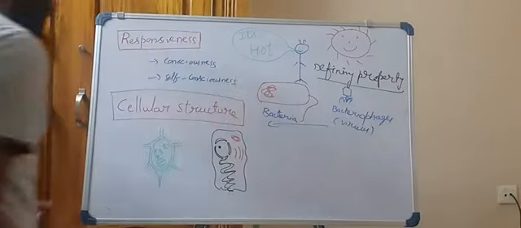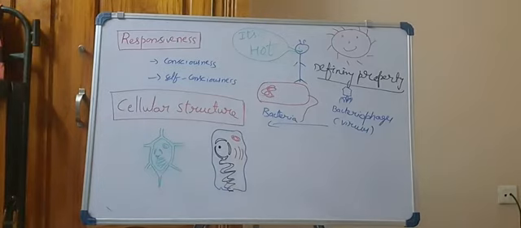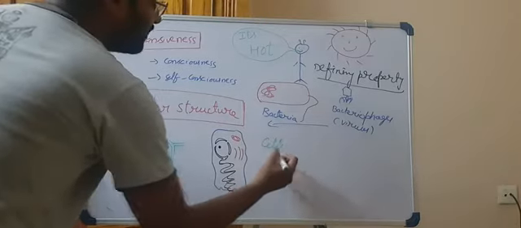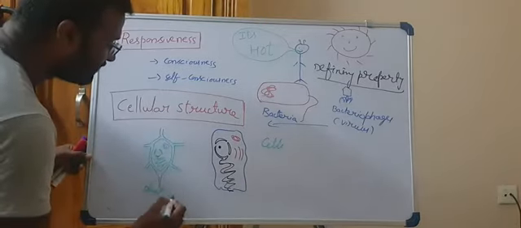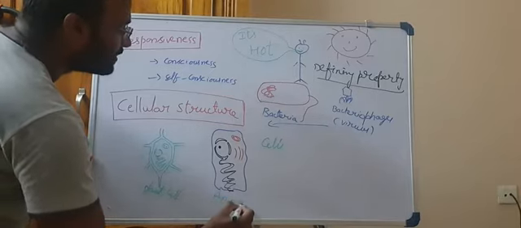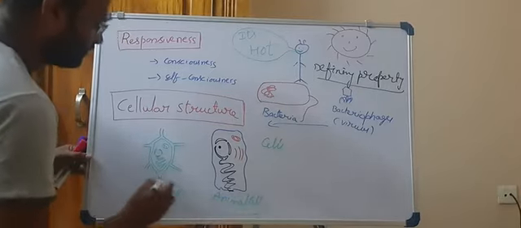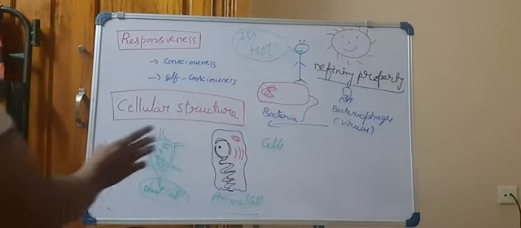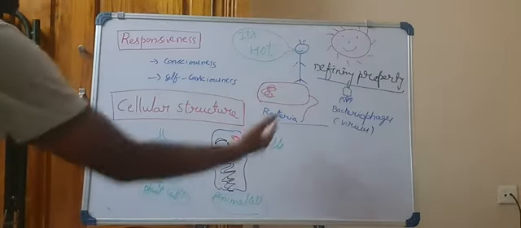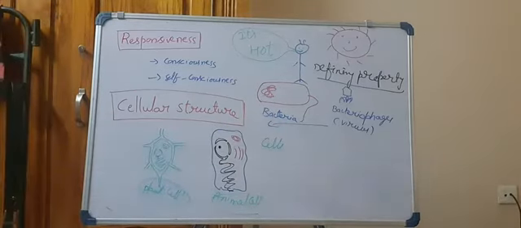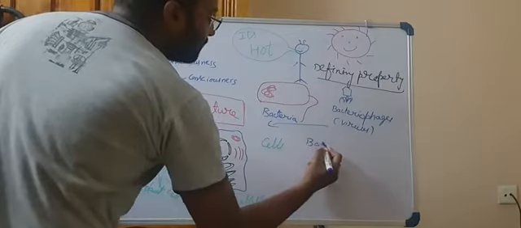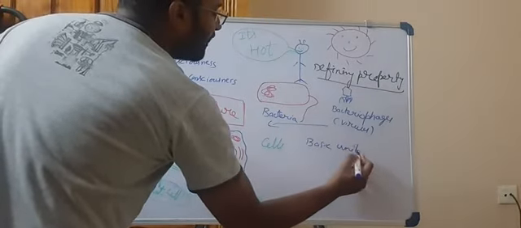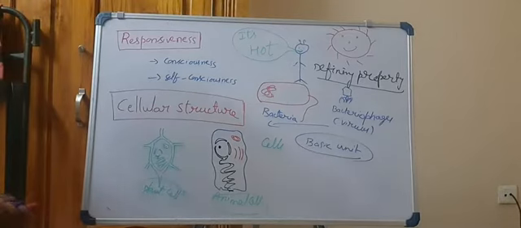Okay. And our next one is cellular structure. So what do you mean by cellular structure? Cellular structure means all living beings are made up of cells. This is a plant cell and this is an animal cell. These are the two types of cells. Plant cell is different from animal cell, of course, and bacterial cell is different from both plant cell and animal cells. Whatever it is, at the end of the day, cell is the basic structural and functional unit of life.